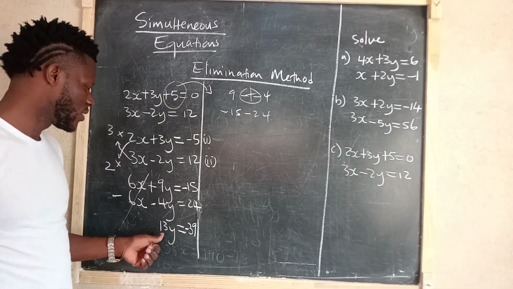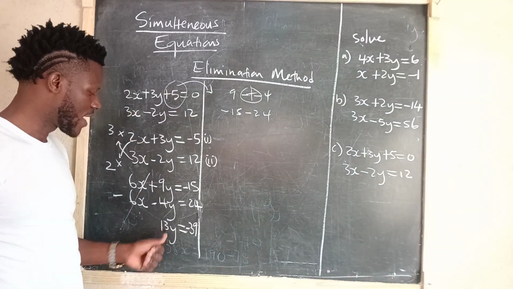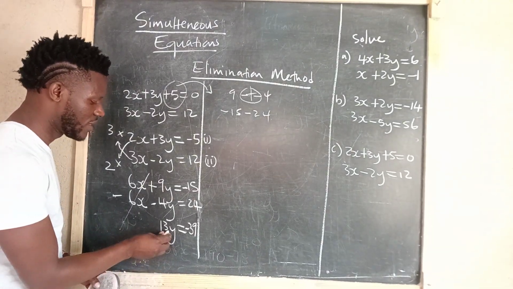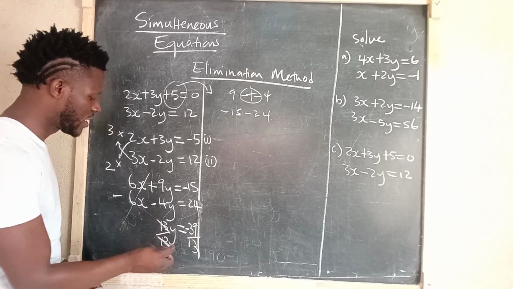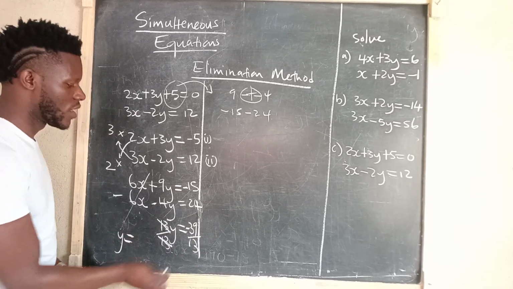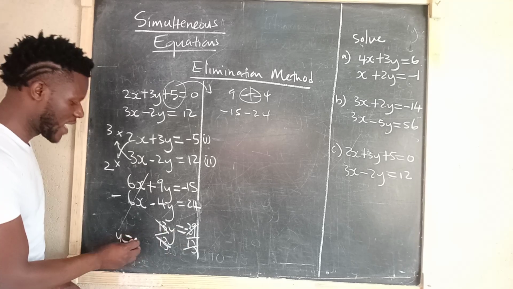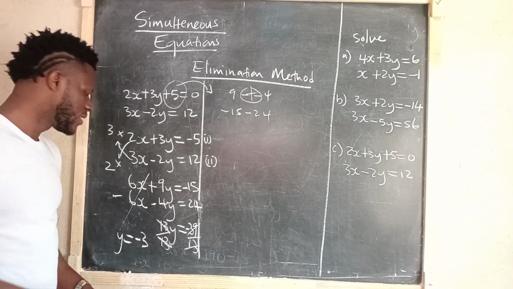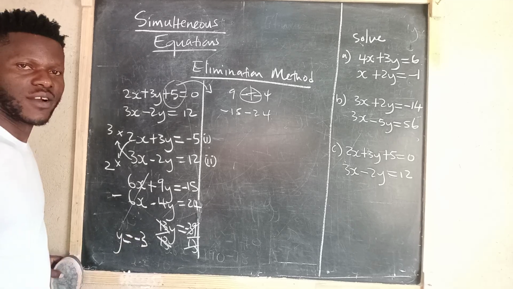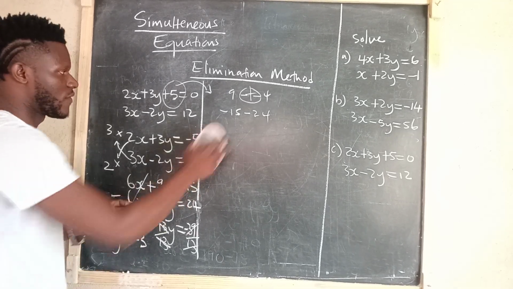Now we need to get rid of 13 so we get the value of y. We are going to divide both sides by 13. 13 over 13, we get y equals 13 into negative 39, which is negative 3. Now take note, since we now know the value of y, we can easily find the value of x.